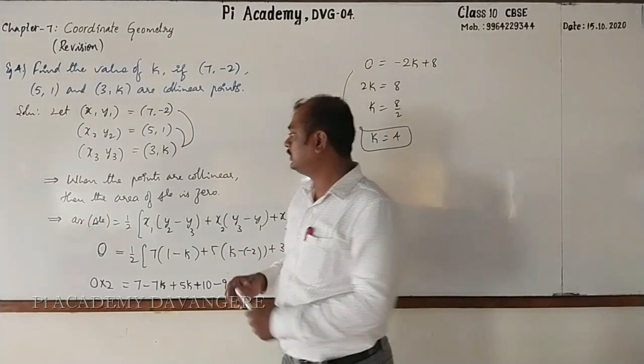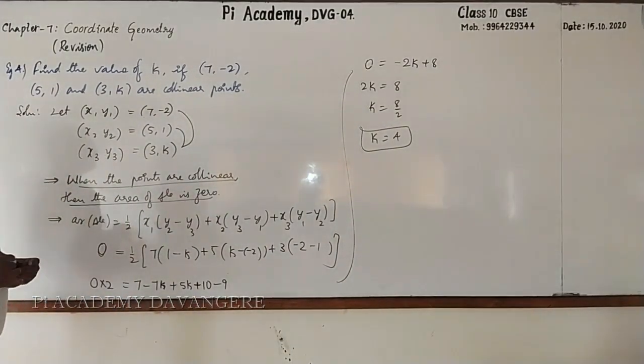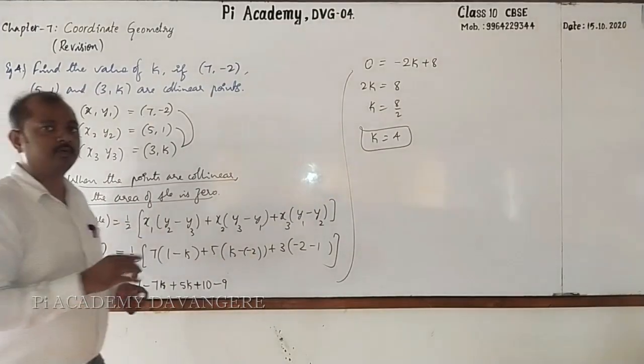So this is how we have to find out the value of k when the points are collinear. This statement is very important. That is, when the points are collinear, then the area of the triangle is 0. Let's copy the same.